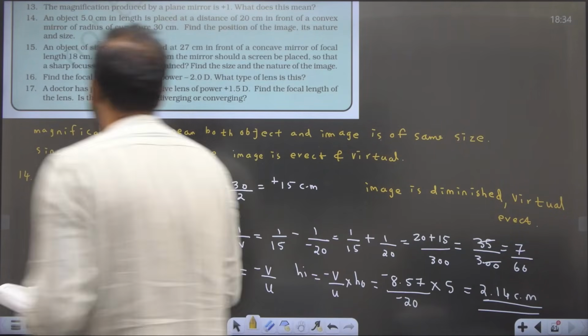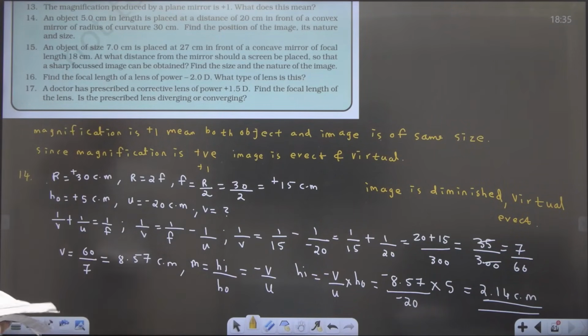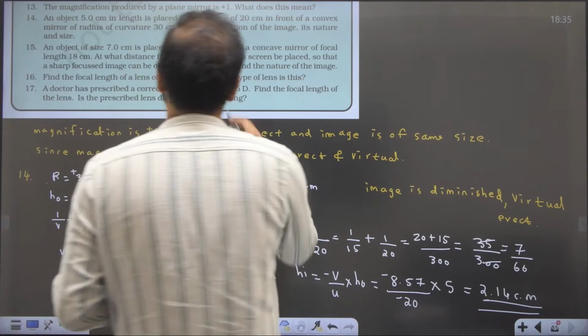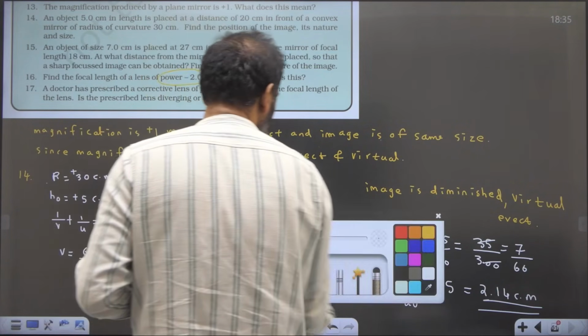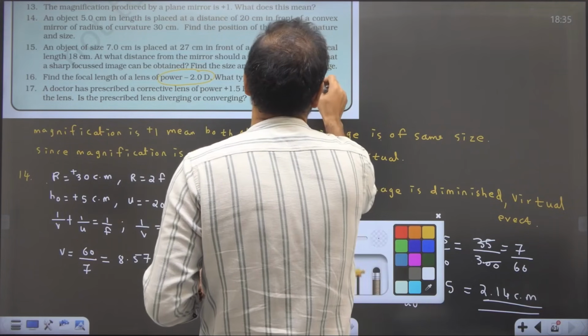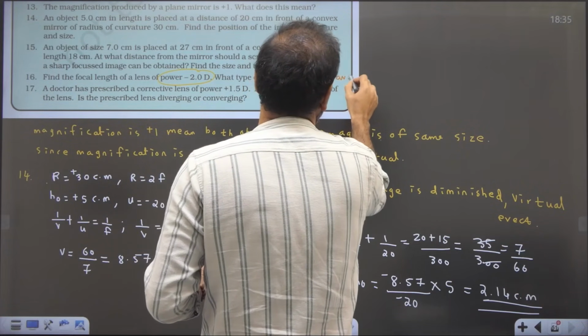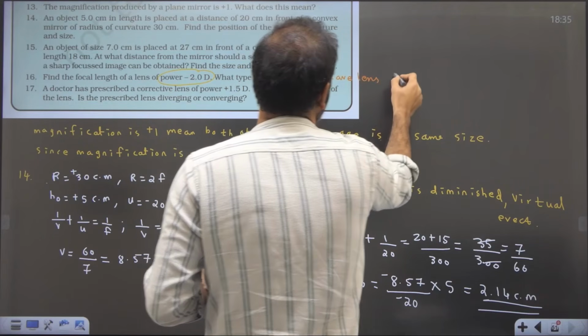Then 15th question. Okay, let's do one small one. Find the focal length of a lens of power minus 2 diopter. What type of lens is this? Since the power is negative, what does that mean? It is a concave lens.